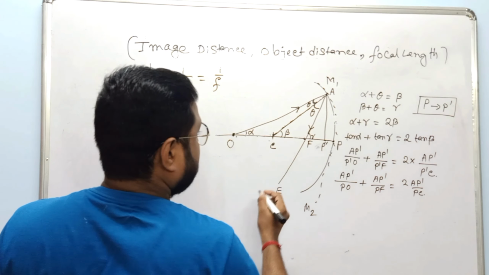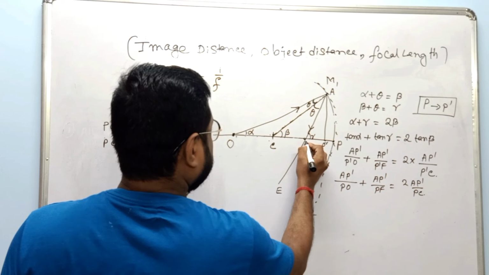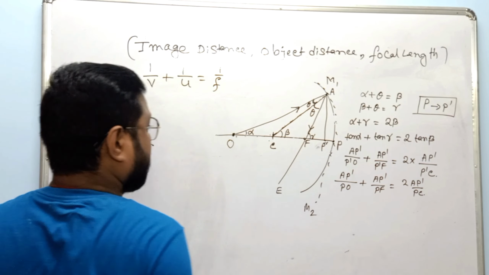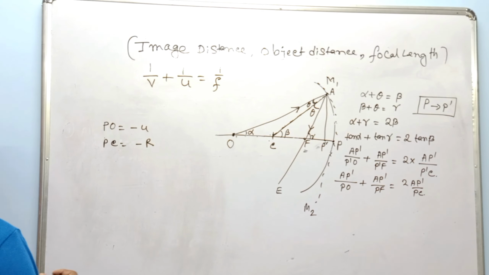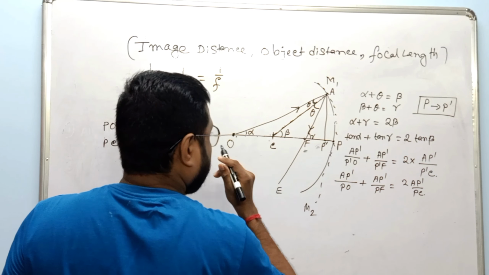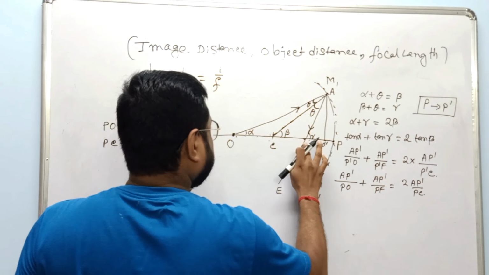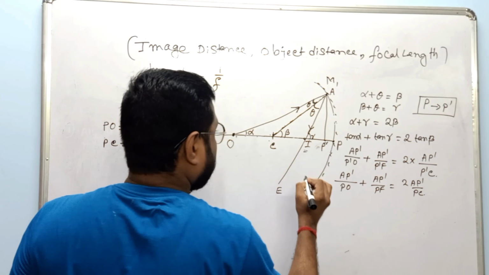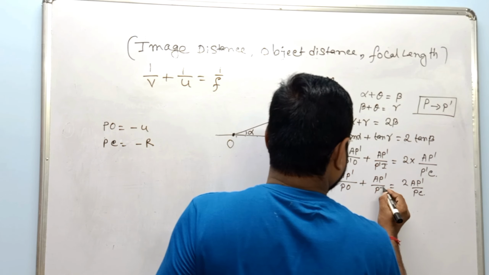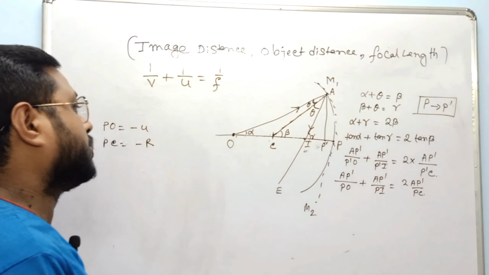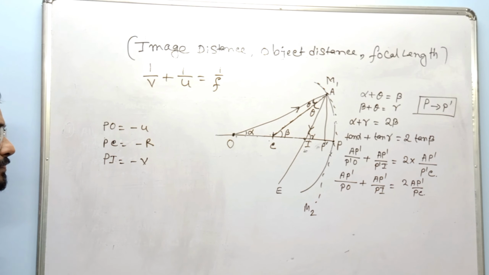And suppose at this point the image is F. Here F is not the focus point, but the image formed at F. So P dash F, or you can say the name is I. As it is confusing between F and I, you can write it as I. So PI equal to minus V.